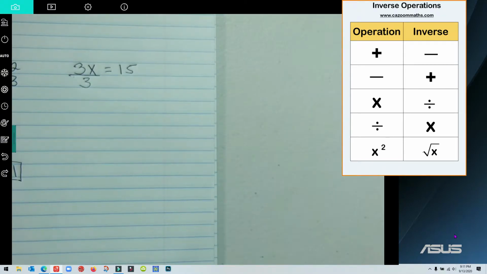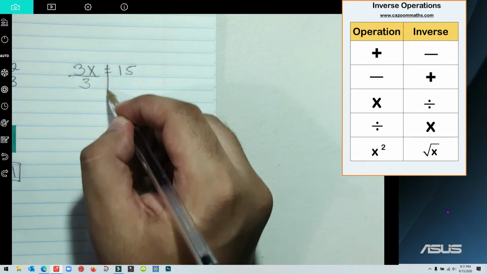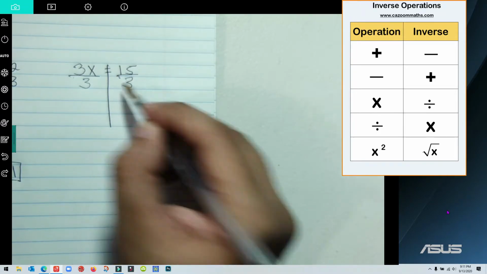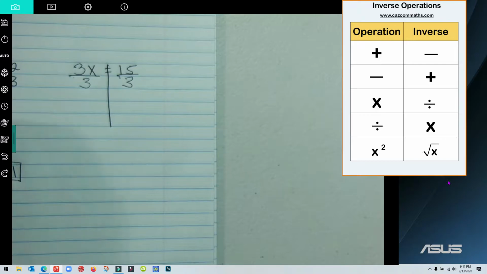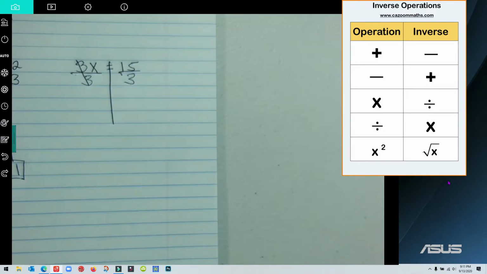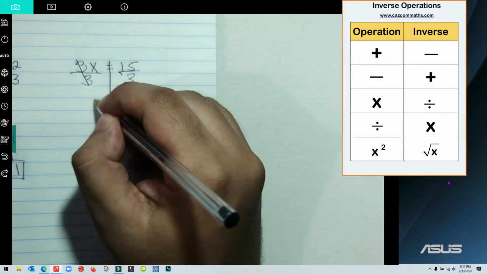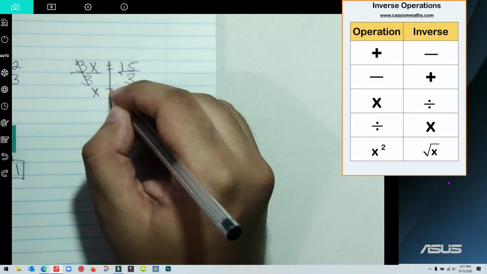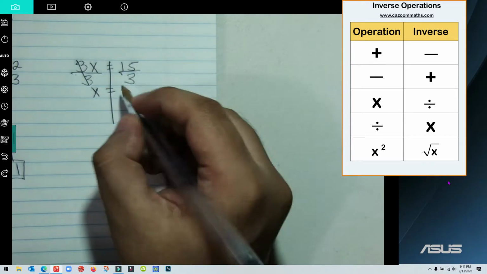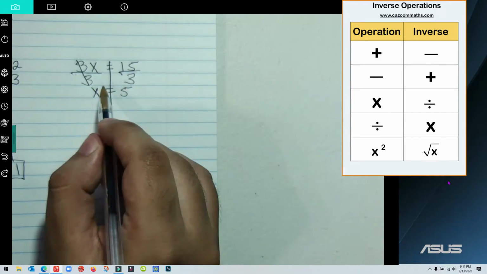dividing by 3. And recall, we want to keep our equation balanced, so I'm going to divide both sides by 3. On the left side, these guys reduce to a 1, so I'm left with just 1x, or x. And on the right side, I'm left with 15 divided by 3, which is 5.